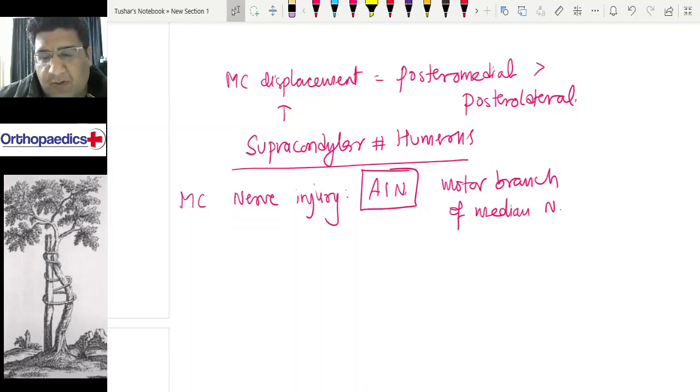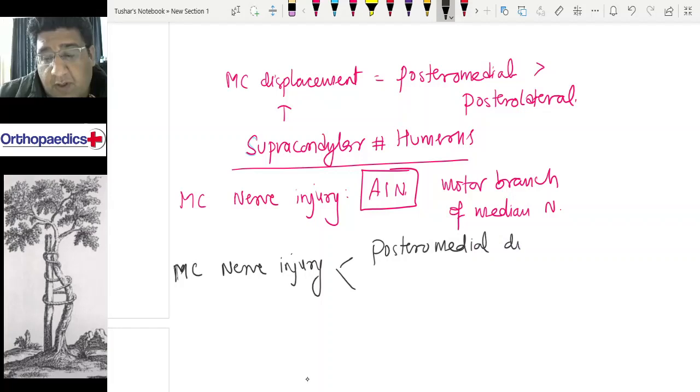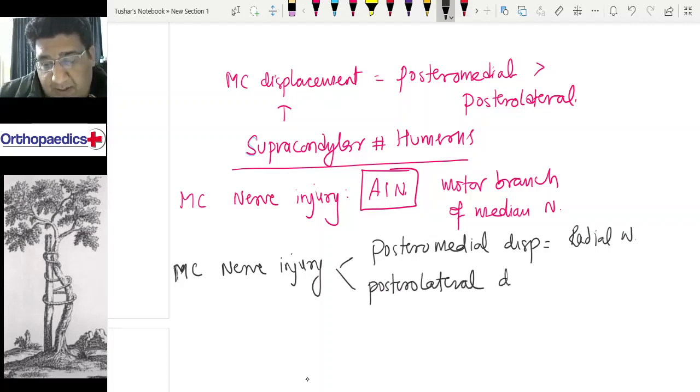Now there is one more thing that I want all of you to remember. When we talk about the most common nerve injury in individual displacements, in posteromedial displacement it is the radial nerve. But in posterolateral displacement, it is the anterior interosseous nerve, which is a motor branch of the median.